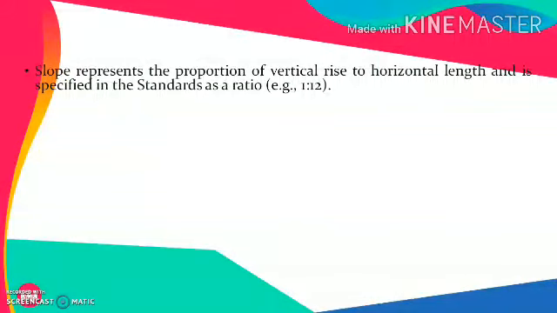Now, slope represents the proportion of vertical rise to horizontal length, as it is specified in standards as a ratio. For example, 1:12. Here 1:12 means you need a total distance of 12 meters to travel in a horizontal direction to achieve an elevation difference of 1 meter. So it is nothing but a ratio of vertical distance to horizontal distance. A 1 meter vertical distance can be covered with 12 meters of horizontal distance of the ramp.